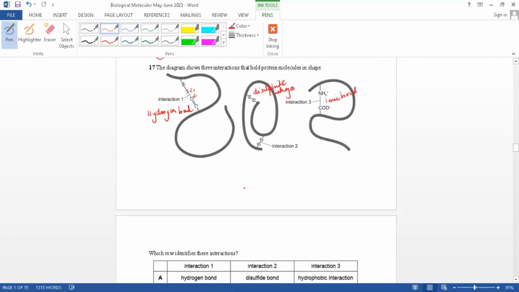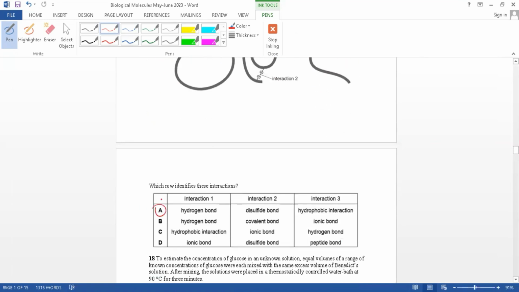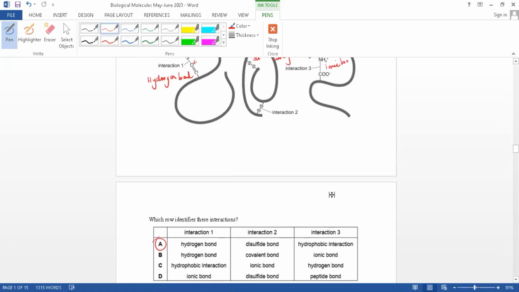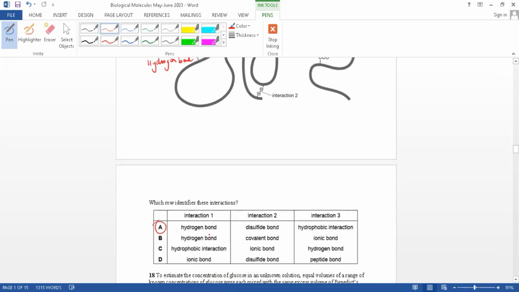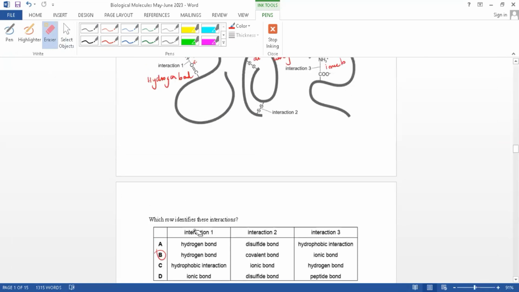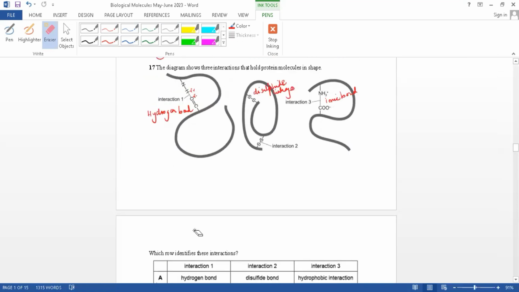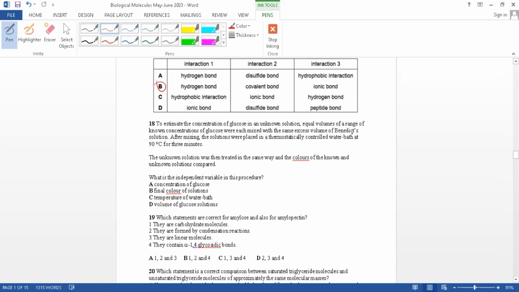Let's see. Interaction 1, hydrogen bond. Interaction 2, disulfide linkage. Interaction 3, ionic bond. This is B, because disulfide is also a type of covalent bond. So hydrogen bond, covalent bond, and ionic bond would be the correct options. Hydrogen bond, covalent bond, a type of covalent bond, that's the disulfide linkage, and ionic bond. B is the correct option.